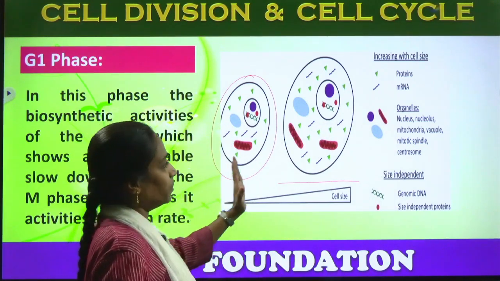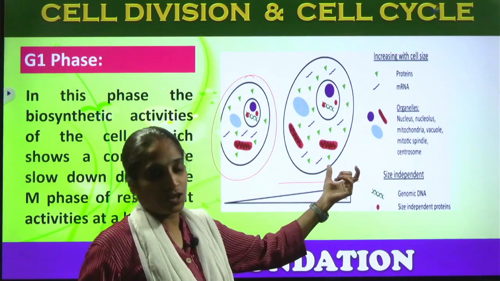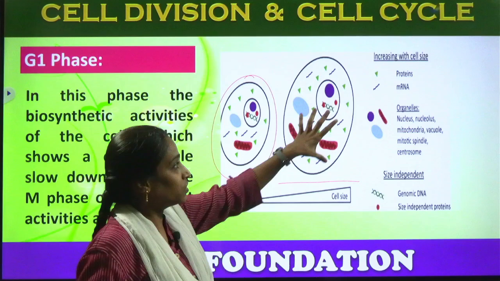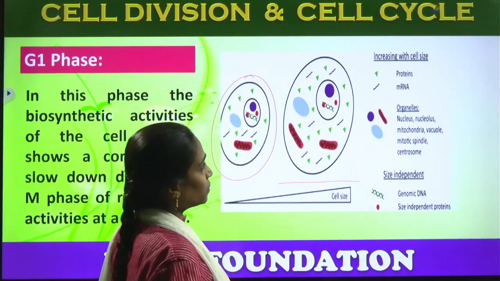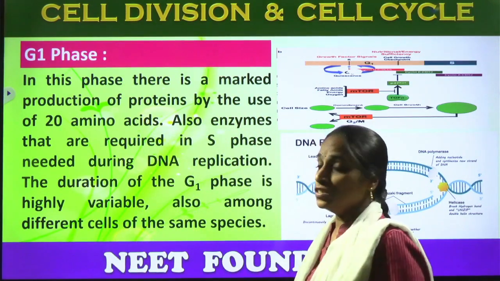Okay, so here we majorly need to identify the size of the cell. The size of the cell will be increasing by the biosynthesis which is occurring inside the cell, right? Next, so what happens in the G1 phase?